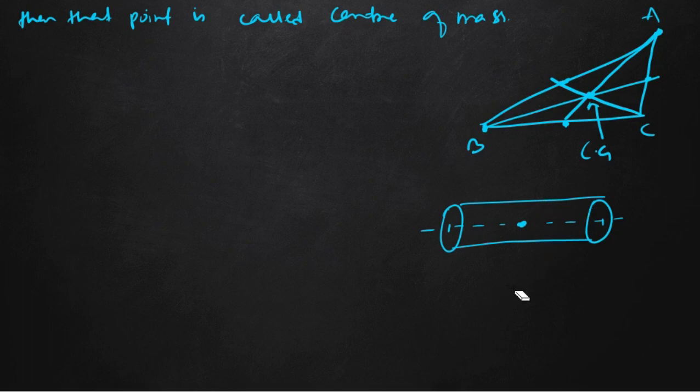And for a sphere, it is the geometrical center. The geometrical center will be our center of gravity for any spherical shape. Okay, so these are for regular bodies. Now for an irregular body, how can we find it? Okay, so for that we need to take one experiment.